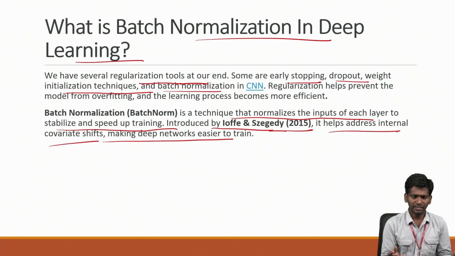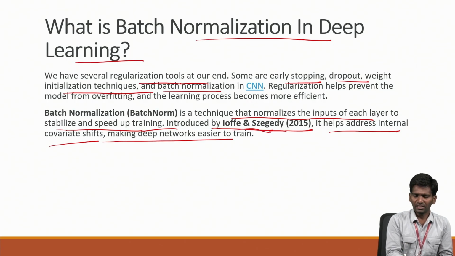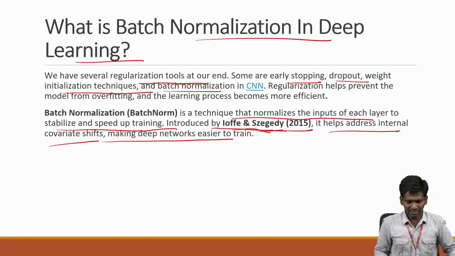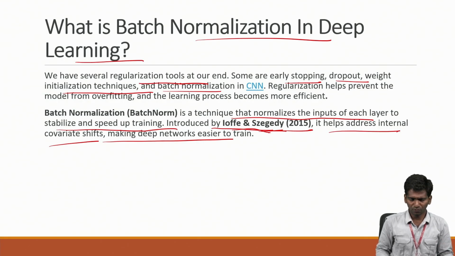For making the network easier to train, this batch normalization technique was designed by Ioffe and Szegedy, these two authors, in 2015, to make training proper and to avoid fluctuations and covariate shifts.